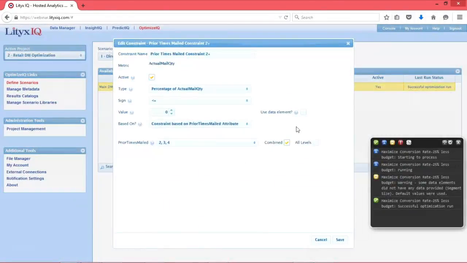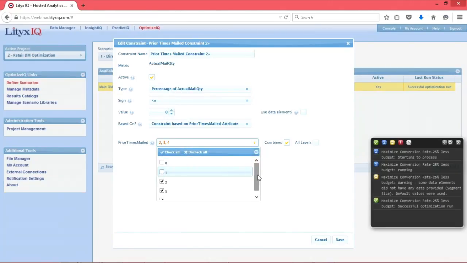And in fact, for those who may have been mailed multiple times in the past, this next constraint ensures that we don't touch any of those in this new mail plan. So no mail quantity to anyone who's been mailed 2, 3, or 4 prior times.